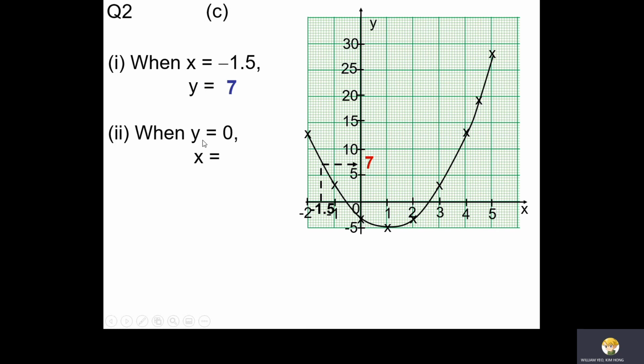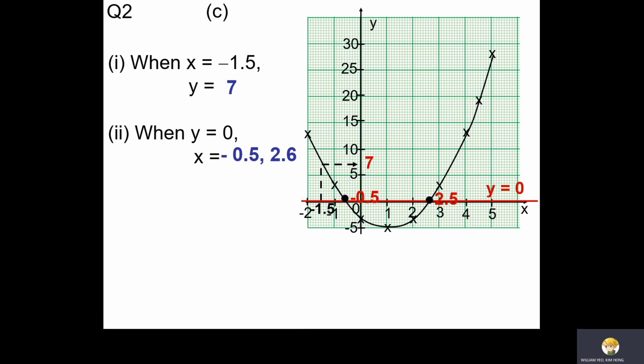When y is given, this is another tricky one. When y is 0, y is 0 is here. So if you draw a line, when y is 0, there are 2 x's. One is here, one is here. So negative 0.5 and 2.5. So there are 2 answers. Wait, this is 2.6. Typo here, it should be 2.6. So this is part C.